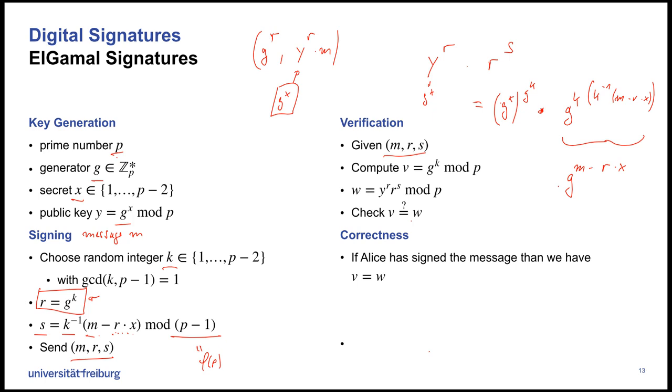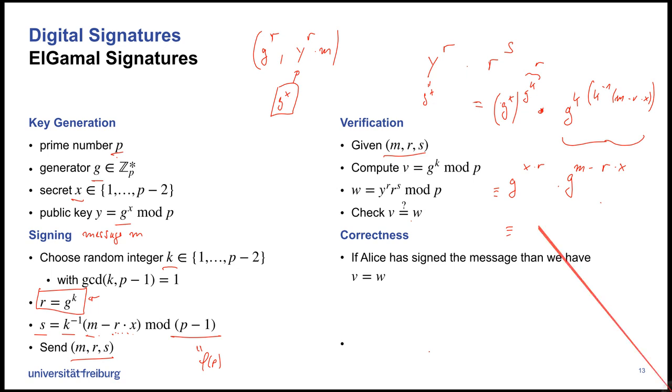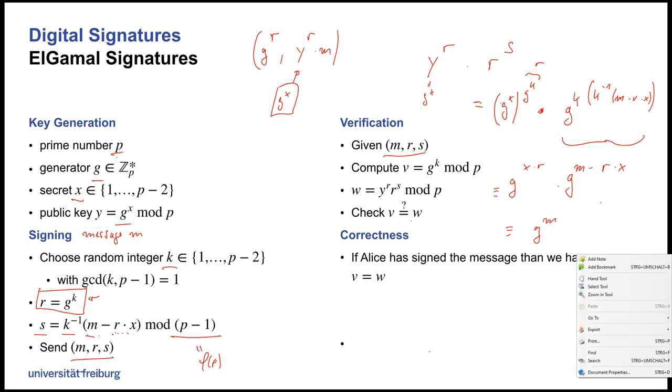So on the left component we have g to the x times r, so this was r, so this is g to the x times r. So what we get is, after that, if we multiply, we can add it in the exponent, we get g to the m. So we get g to the m modulo p.